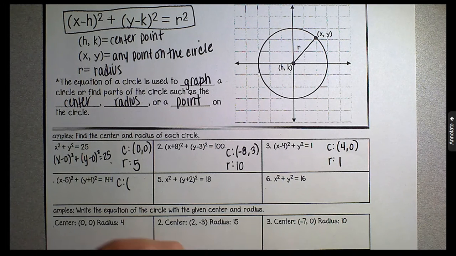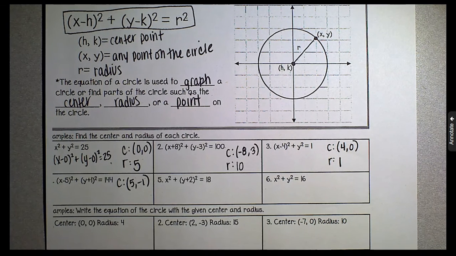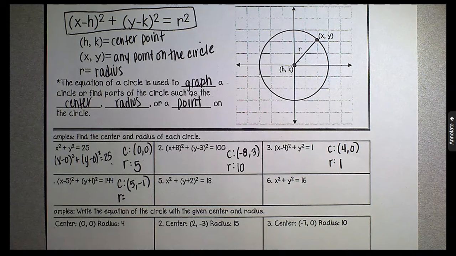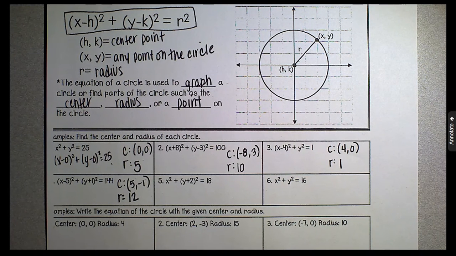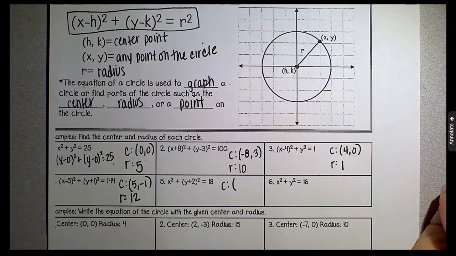The center of number 4, once again, sorry, the side was cut off, but we can assume that's 4, is (5, -1). So just be careful with signs. And the radius is, well, the radius squared is 144, so the square root's 12. And we can just keep chugging along. I can do these in like 2 seconds.